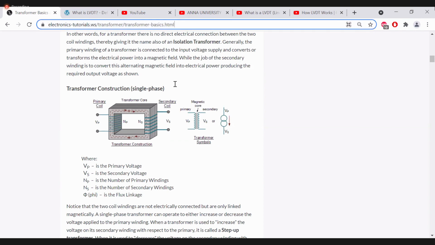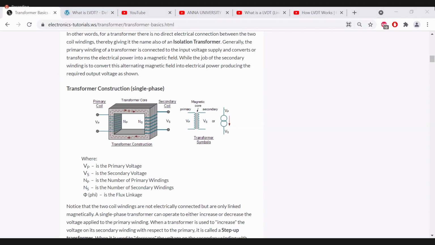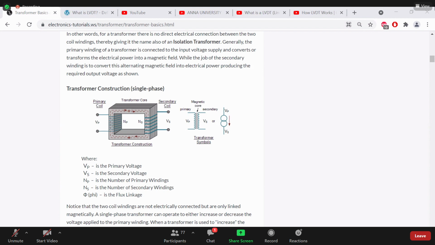Students, I am forwarding this website link in the chat box. For 5 minutes, you can see the theory. Next, we will go to our experiment. Go to this website and read out the details of the transformer.